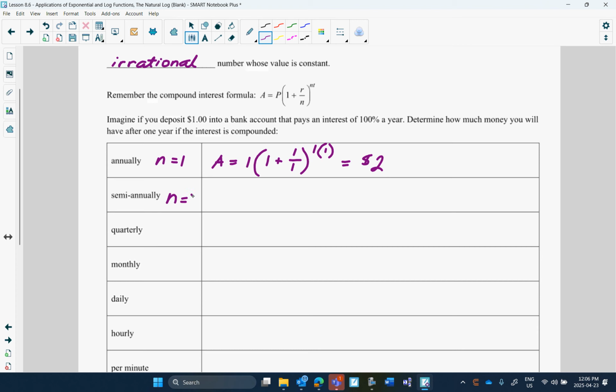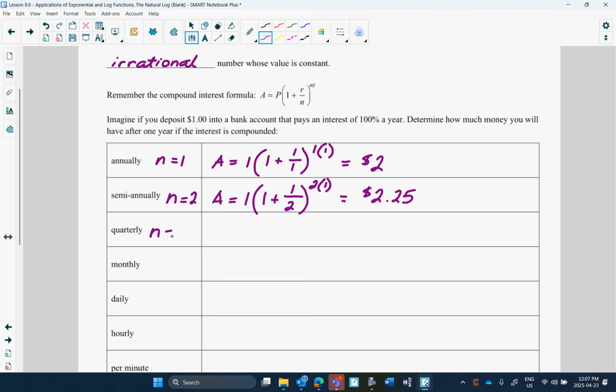Semi-annually, n equals 2. This time, we're still investing $1. The interest rate is 1, except now this is 2, raised to the 2 times 1. And when you do this whole calculation, you get $2.25. Well, it didn't seem to grow as much that time. I mean, I got more than double my money, but I thought I maybe would have got, I don't know, closer to triple my money.